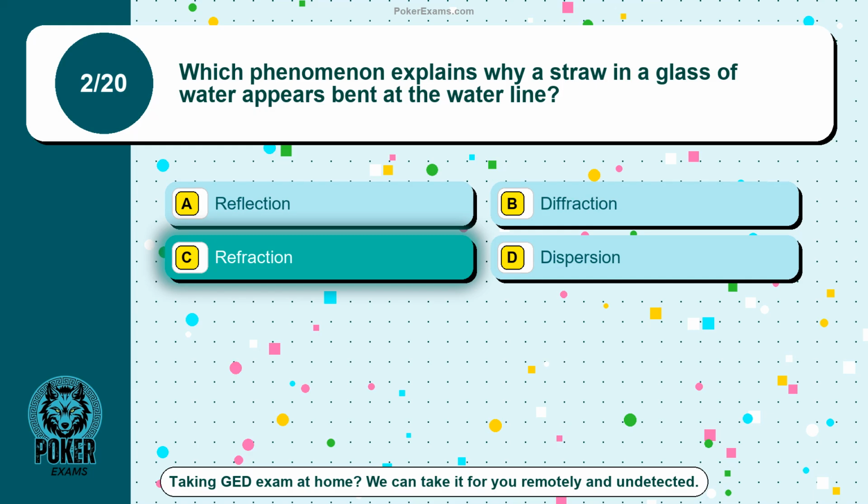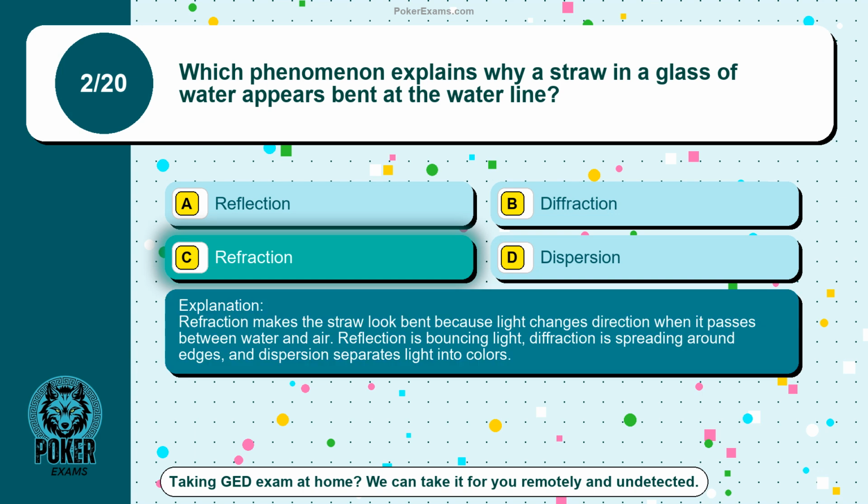The correct answer is option C. Refraction. Refraction makes the straw look bent because light changes direction when it passes between water and air. Reflection is bouncing light, diffraction is spreading around edges, and dispersion separates light into colors.